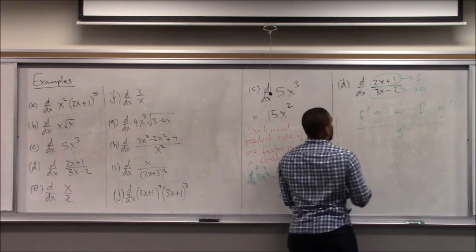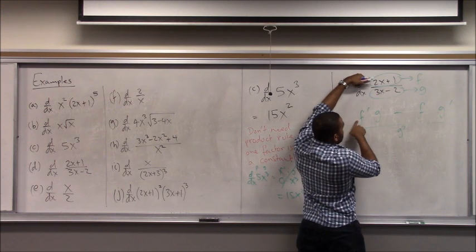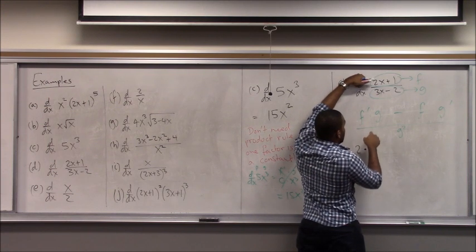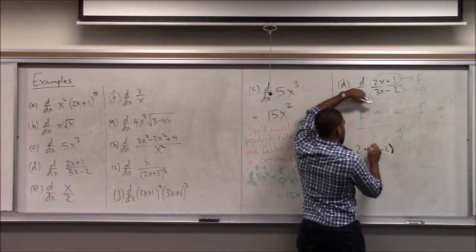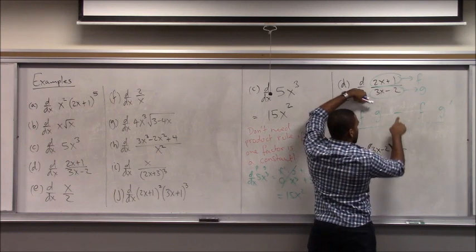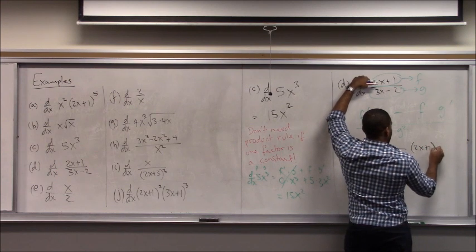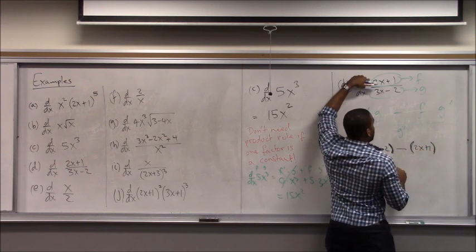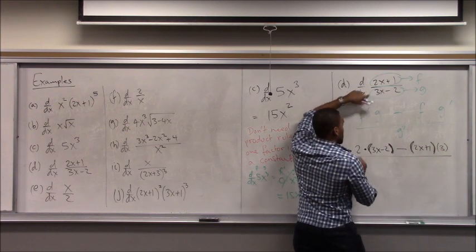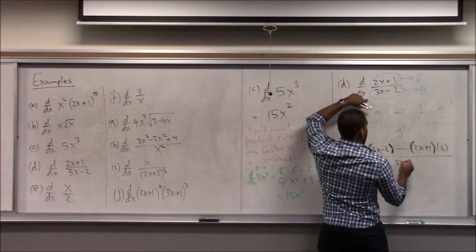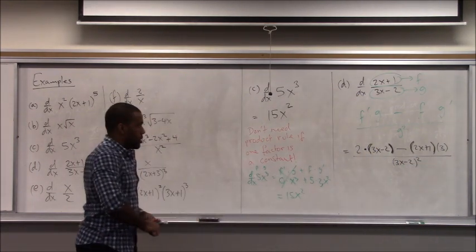And so here, f prime, which is 2, times g, parentheses, minus f, which is 2x plus 3, times g prime, which is 3, all over 3x minus 2 squared, g squared. So that's the first one.